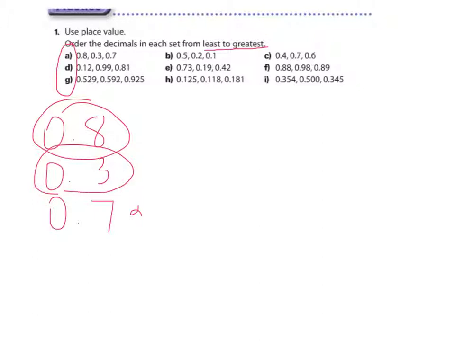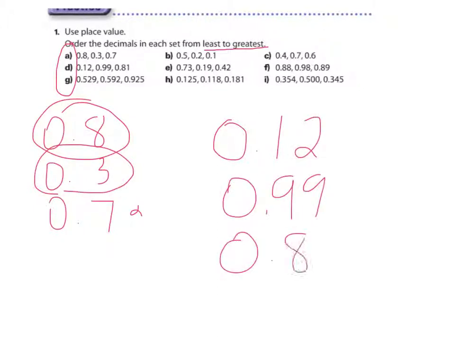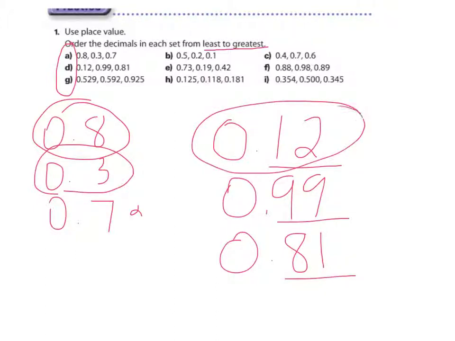D, a little bit trickier. 0.12, 0.99, 0.81. Again, not too difficult, because they're all already 2-digit numbers. We know 12 is the smallest number. So this would be our first one, this would be our second one, and 99 would be our last one.